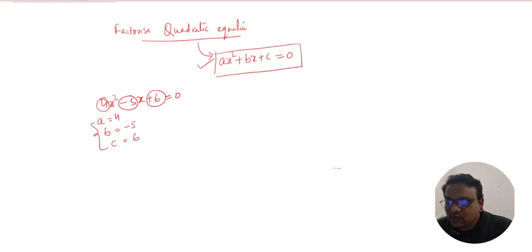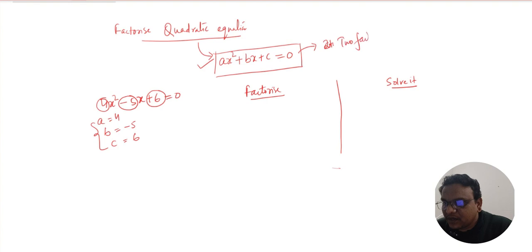So basically two questions you will get. They will tell you factorize, or they will tell you solve it. Factorize means you have to find out the factors. Remember, for any quadratic equation there are always two factors. Because the maximum power of x is 2, definitely I'll get two factors.